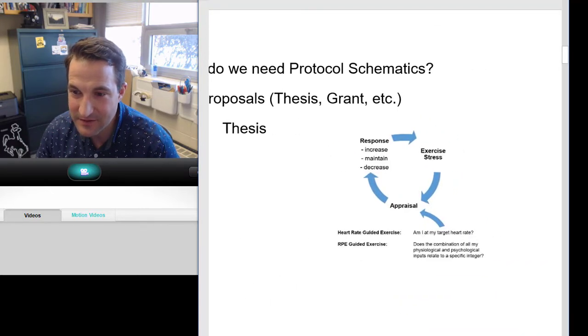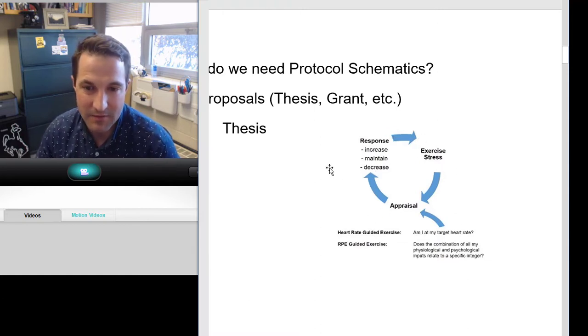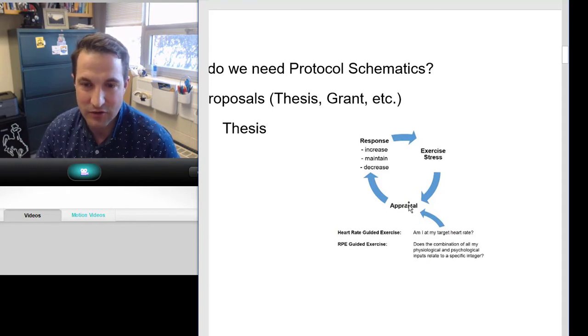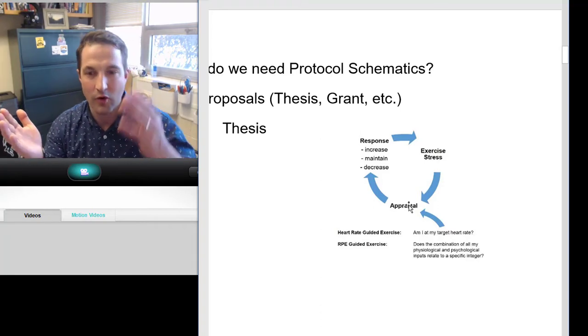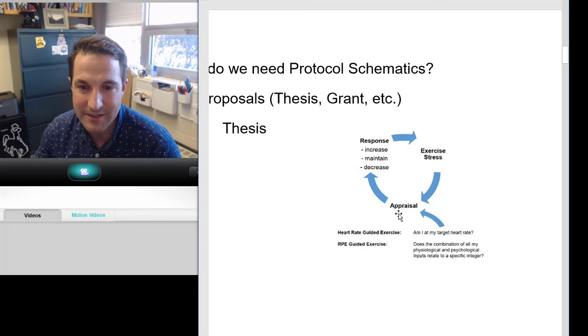And this is not necessarily a protocol schematic, but this is a schematic that is more related to what I was looking at in my dissertation. And in that, we were looking to impart some exercise stress, and then the person was exercising at a certain intensity. This was either prescribed by heart rate or by rating of perceived exertion. And that person would then appraise that exercise stress, the intensity of this. And here's the two ways that they would appraise it. Either, am I at my target heart rate?